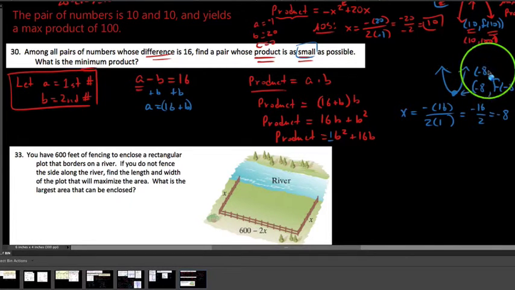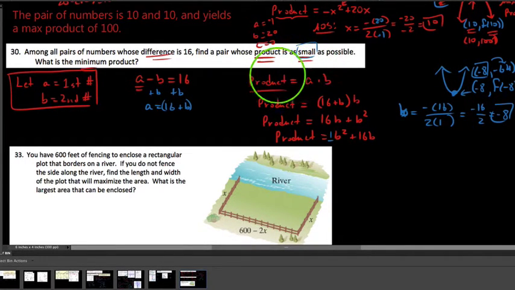So what we want to do now is interpret our results. What are we finding out? Well, first of all, we found out that x here, and I hate to say that I used x, we should have used b as our input, but basically our second number here, or b, would have to be a negative 8. And by the way, if it is a negative 8, then our minimum product would be a negative 64.